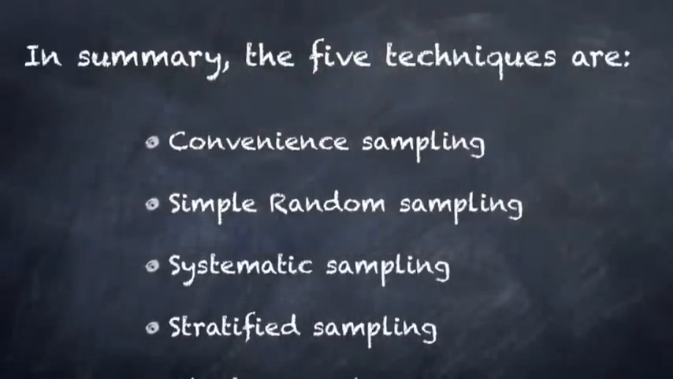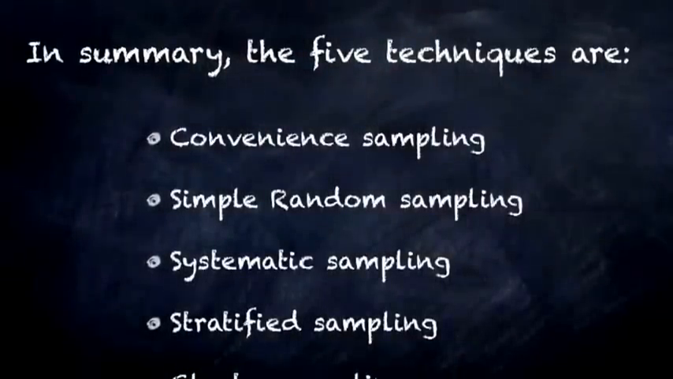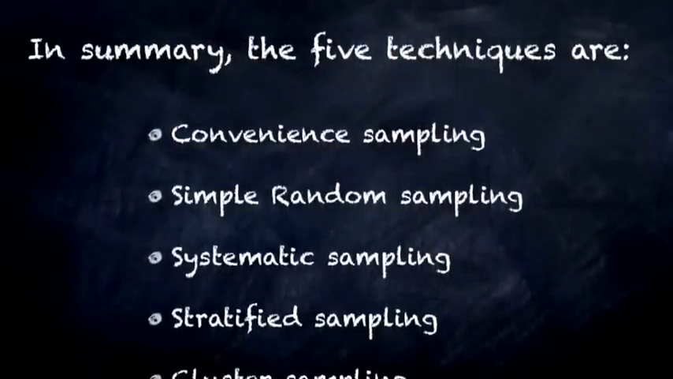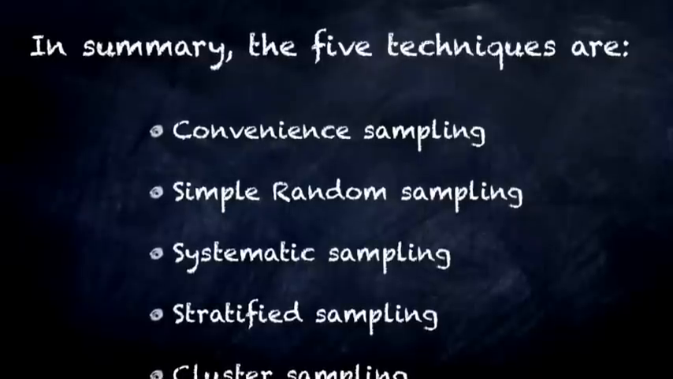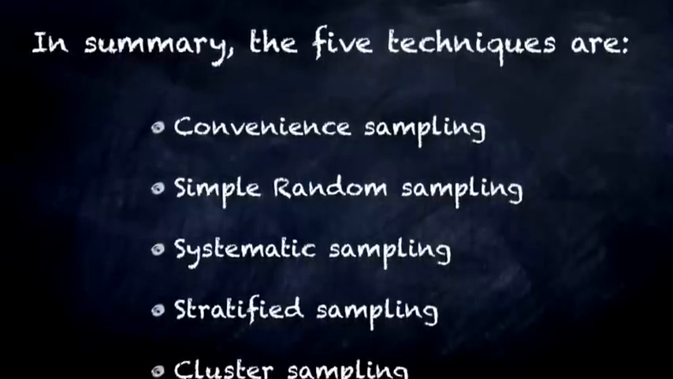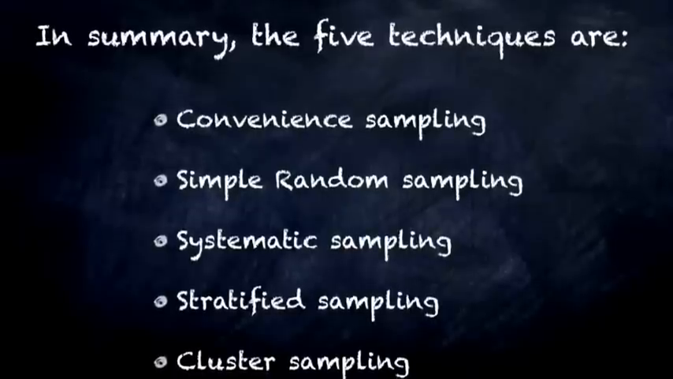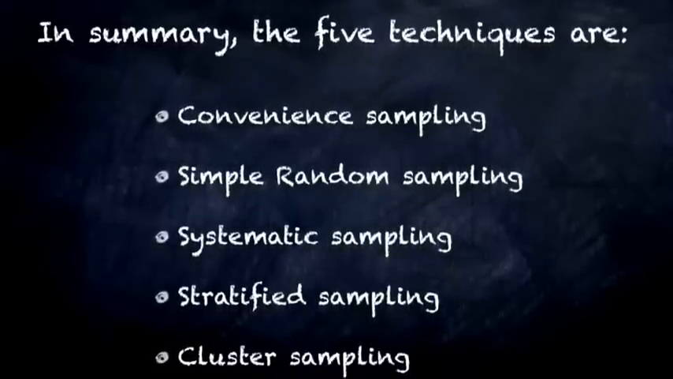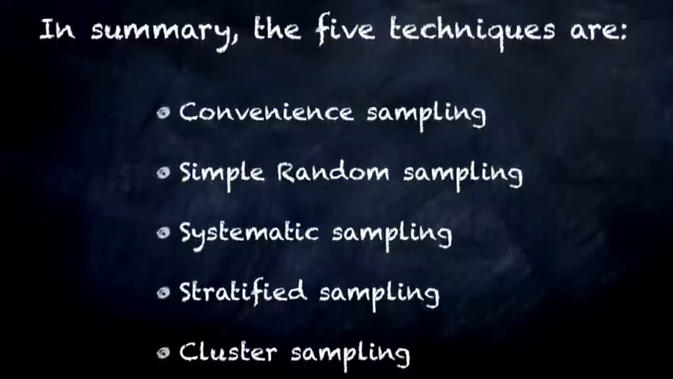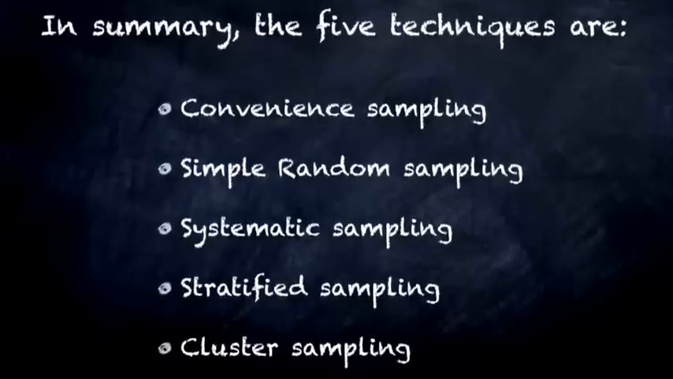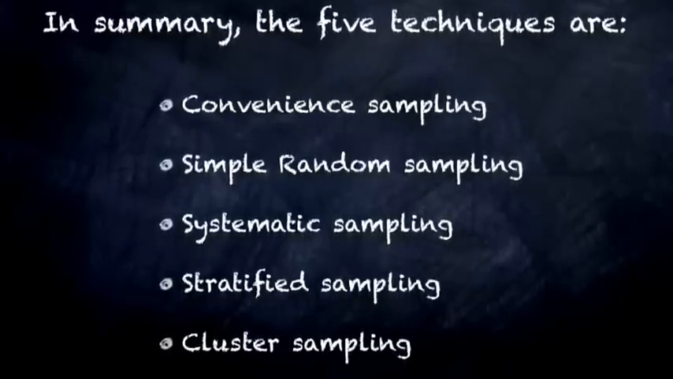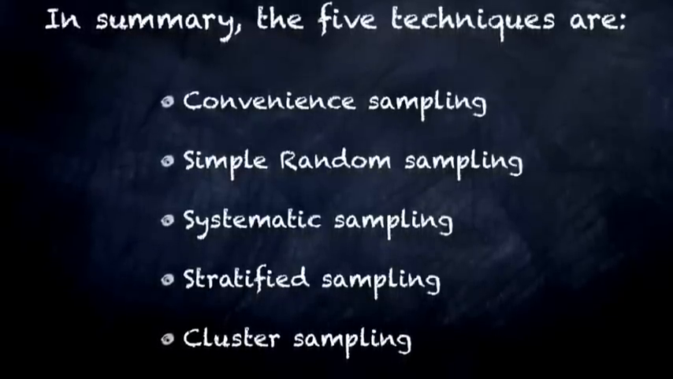So in summary, we have seen the 5 common techniques that are used to get a sample: convenience sampling, simple random, systematic, stratified, and cluster. Each one of these sampling techniques has an advantage and a disadvantage, and it really depends on your population and what you're studying as to which technique you would choose. We will talk more about this in depth in future lessons.